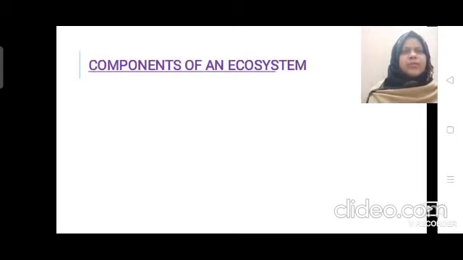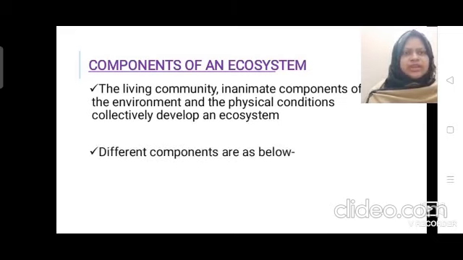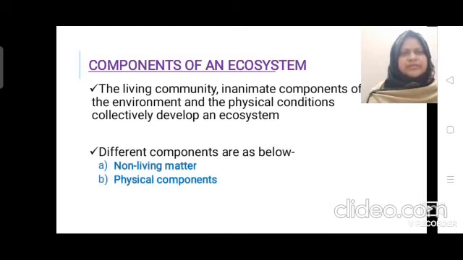Now, components of an ecosystem. The living community, inanimate components of the environment and the physical conditions collectively develop an ecosystem. Different components are non-living matter, physical components, living organisms.